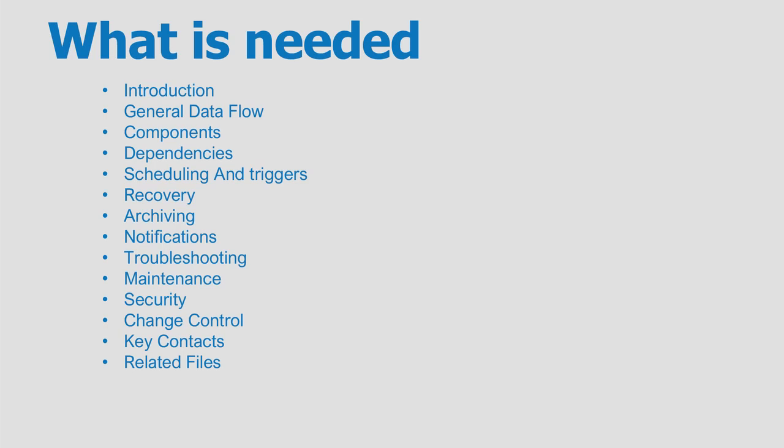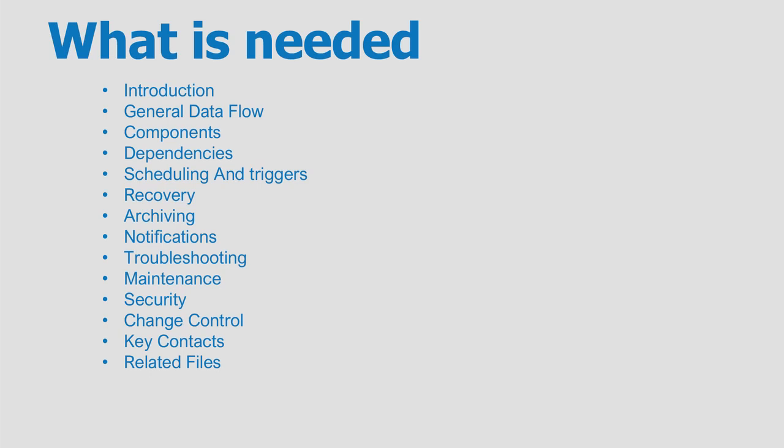So what we decided we needed from a component standpoint in every document was what you see on your screen here. We wanted a brief introduction. We wanted the general data flow, and I'll go through each one of these in a minute. We wanted to highlight every component of the interface. We wanted to make sure that we understood all the dependencies, so what needs to be in place for this interface to work. We wanted to understand what the scheduling and all the triggers were, like how is this thing triggered. If this is an interface, especially, there's some component that has to kick it off. That would be either a schedule or a trigger.